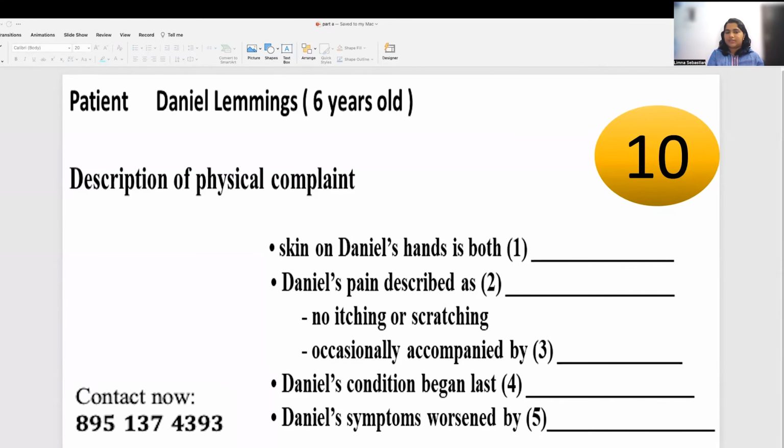That is an important keyword. Also, in the first question they wrote, skin on Daniel's hands is both. So here the keywords are skin and hands. And the very important keyword here is both. Why? Because we should expect two answers here. Both means definitely two answers will come. So we should predict that. Skin on Daniel's hands is both.